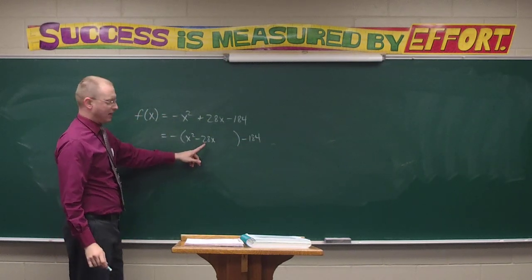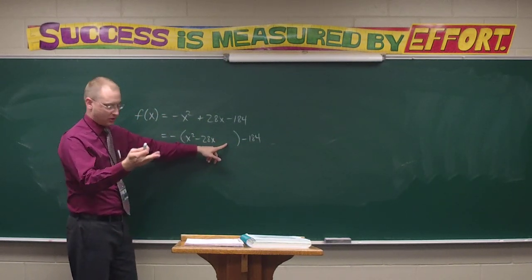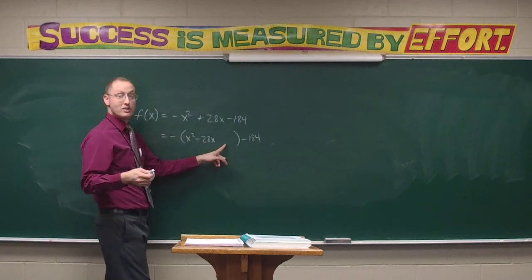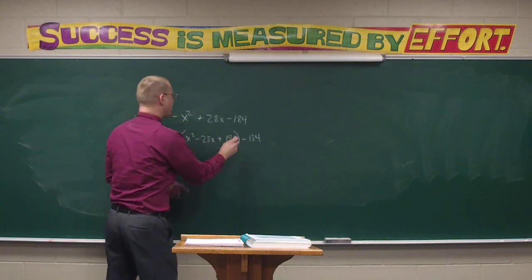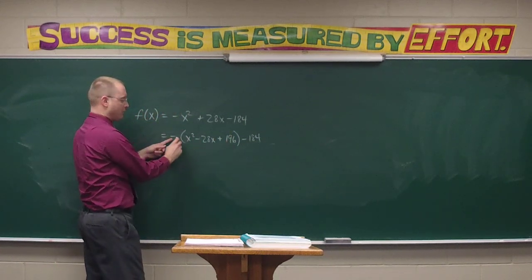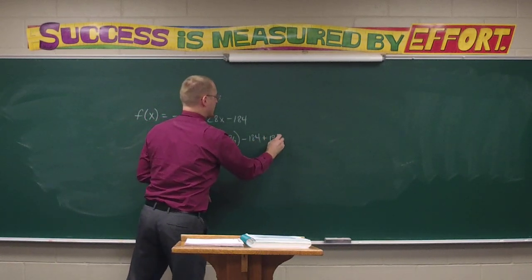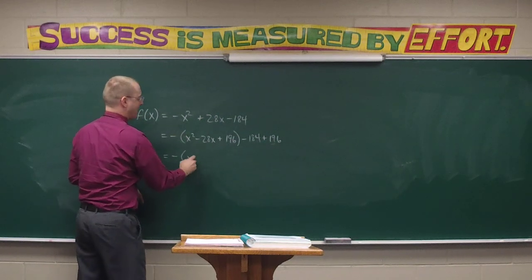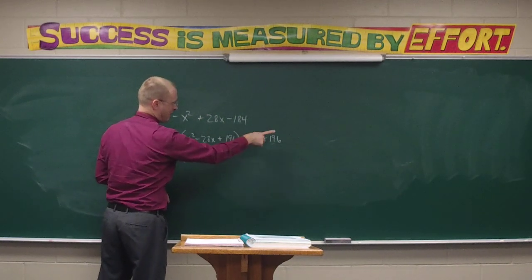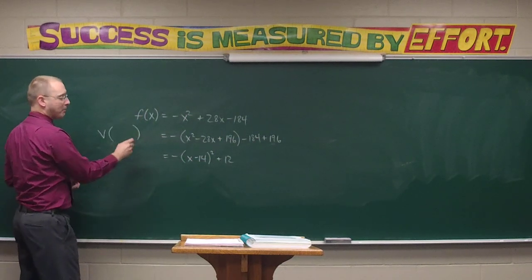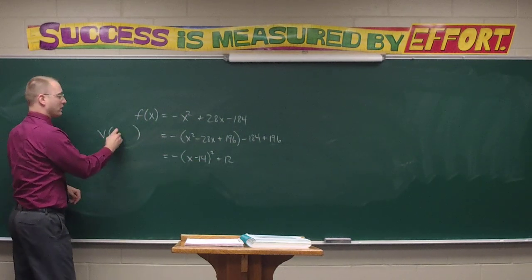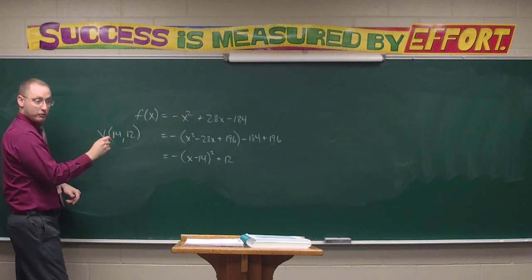Complete the square. So if we half and square, the book does it this way. They take the 14 squared is 196. But it's really a negative 196, isn't it? So we're going to add a positive 196 to offset. We'll end up getting the negative x minus 14 squared, and that combines for a plus 12. Well, the vertex of the parabola is at (14, 12).